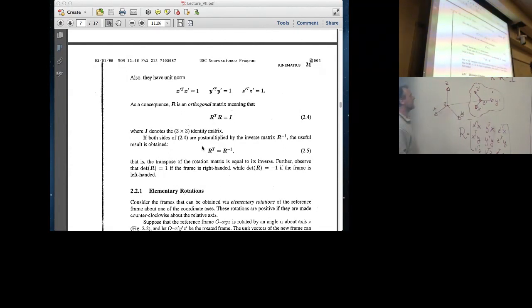Okay? And if that is the case, remember the definition of an inverse. It means essentially that in this particular case, R transpose equals R inverse. So that's also important. Inverses of rotation matrices are trivial. It's just the transpose. You don't have to do any work. Very straightforward to use.